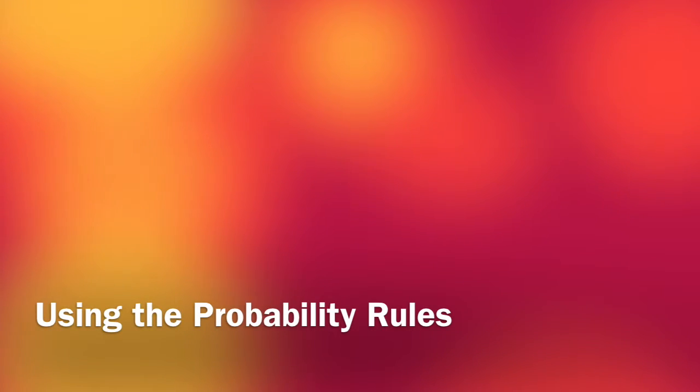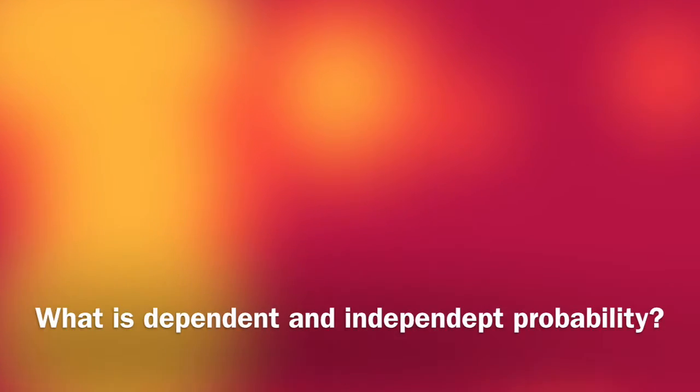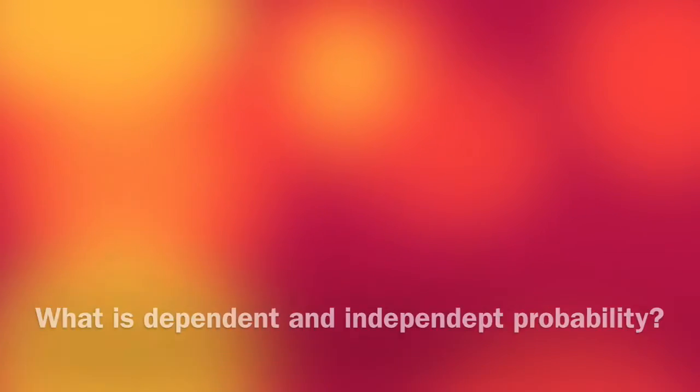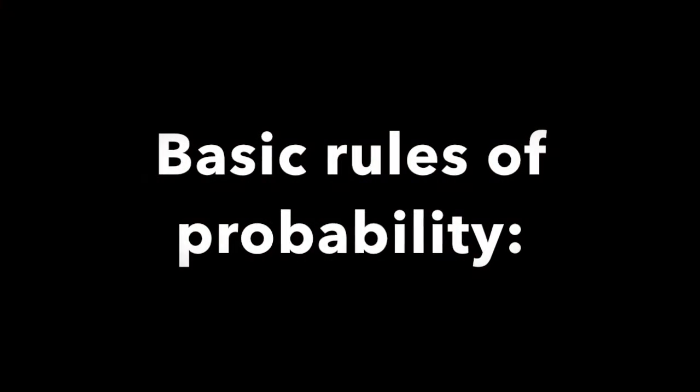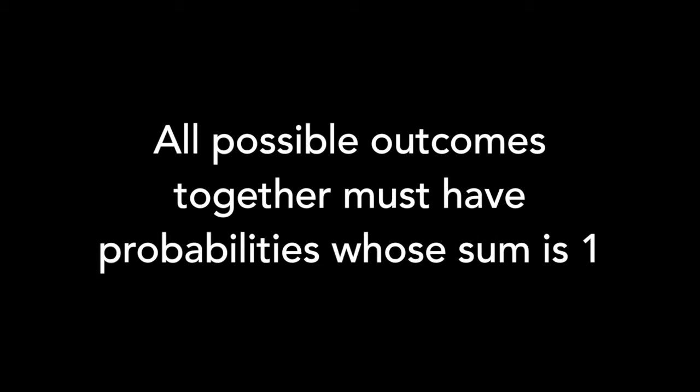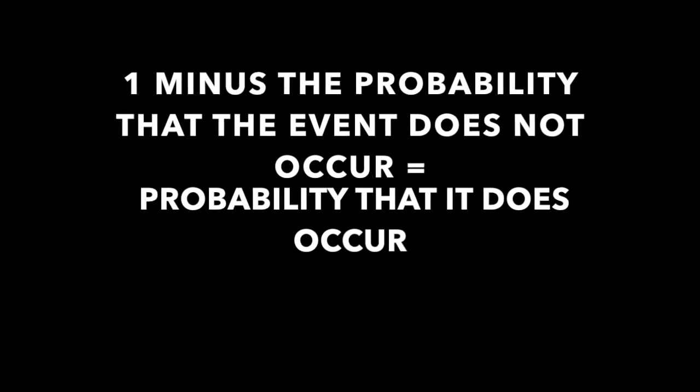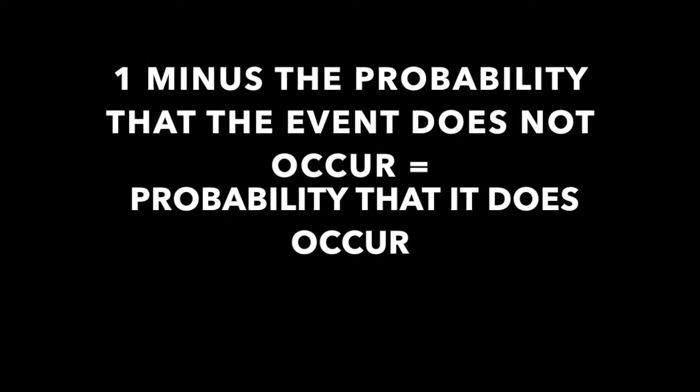Using the probability rules. What is dependent and independent probability? Let's look over the basic rules of probability first. The probability of any event is a number between 0 and 1. All the possible outcomes together must have probabilities whose sum is 1. All outcomes in the sample space are equally likely, and 1 minus the probability that the event does not occur is the probability that it does occur.